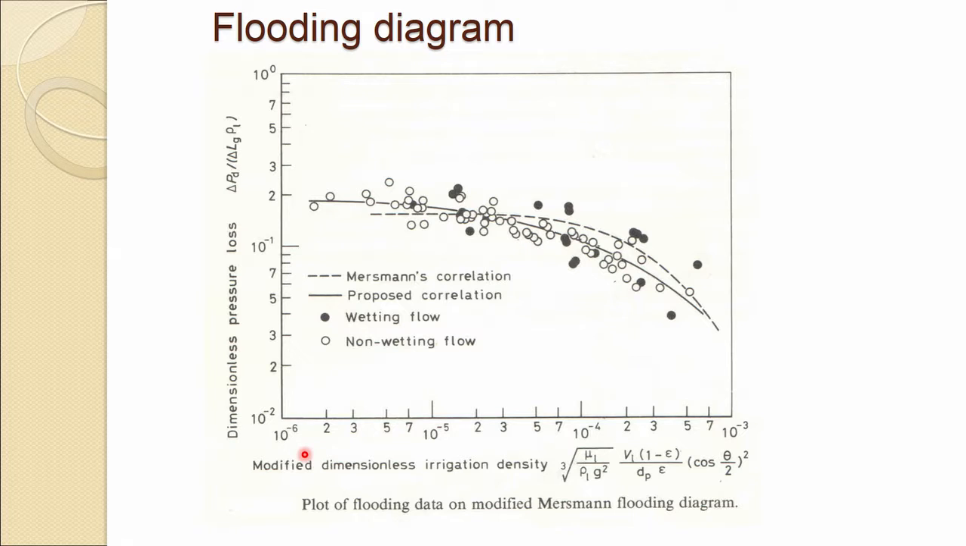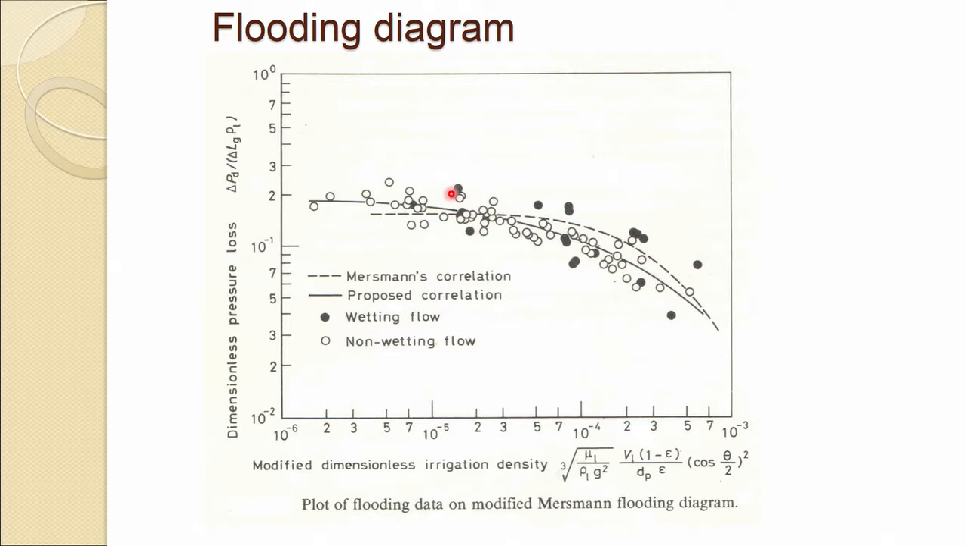So, lots of research work has been done, and especially in chemical engineering, the literature is filled with flooding and other data. They have constructed a diagram called the Mersman flooding diagram, which looks like this. And for metallurgical purposes, we have put other non-wetting flow data in this one, and it has been modified a bit. So, you can see this is for the metallurgical one, which correlation was proposed previously and shown in the previous slide, and this dotted line is the Mersman correlation.